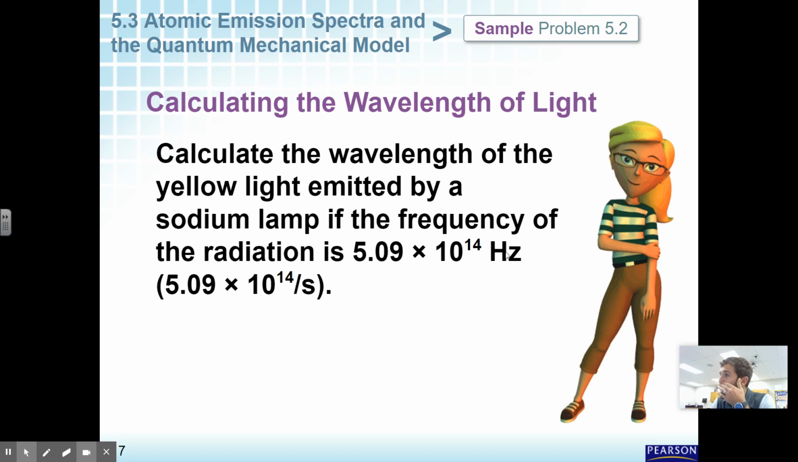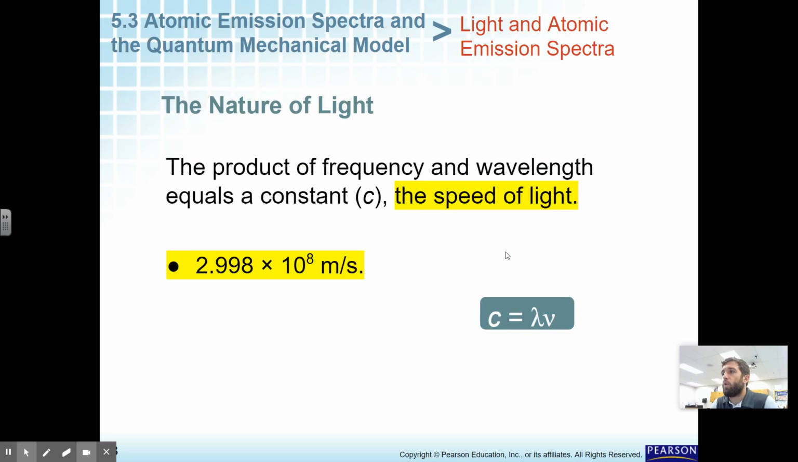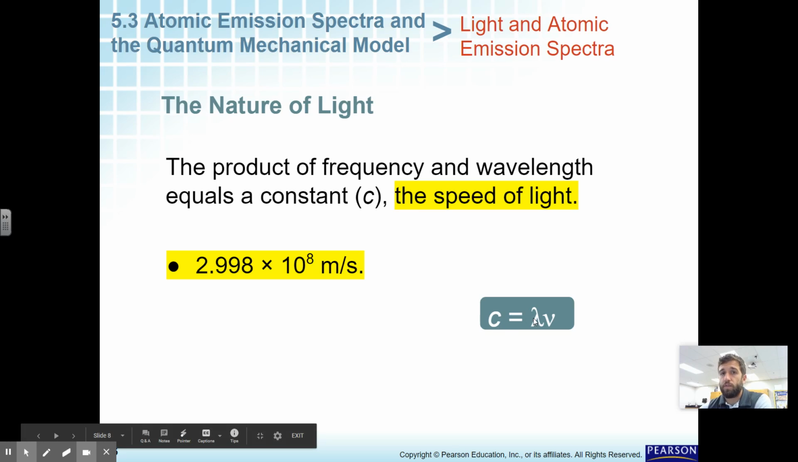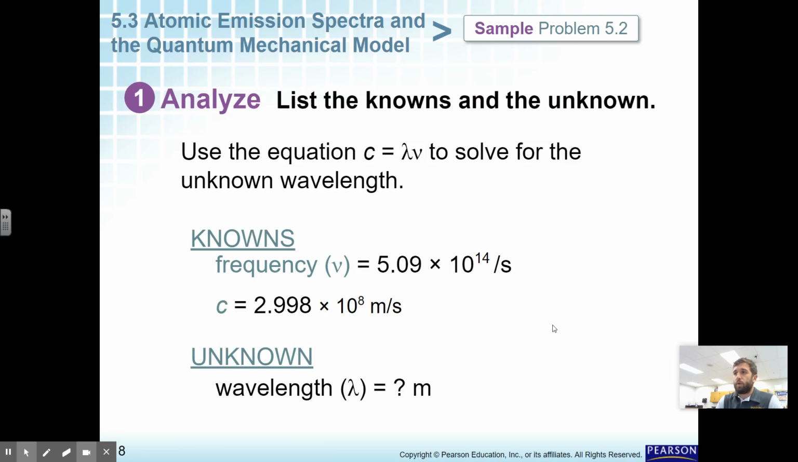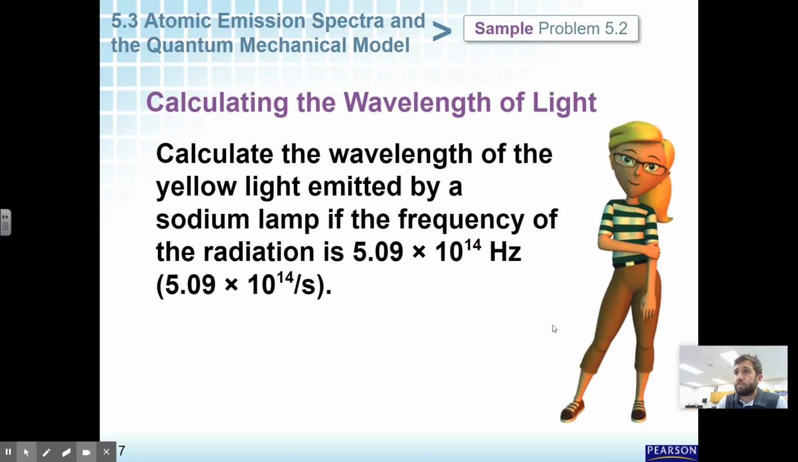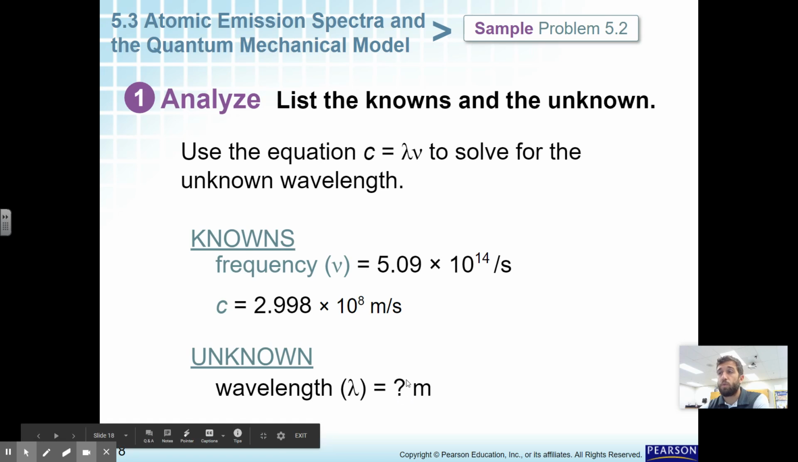So to do this, we need to calculate wavelength. Real quick, this is the formula we need: c equals lambda times v. Speed of light equals wavelength times frequency. They gave us the frequency of this yellow light, 5.09 times 10 to the 14 hertz. We also know the speed of light. That is a constant, it's not changing. So we know c and we know v, and we have to figure out what the wavelength is. That's what we don't know.